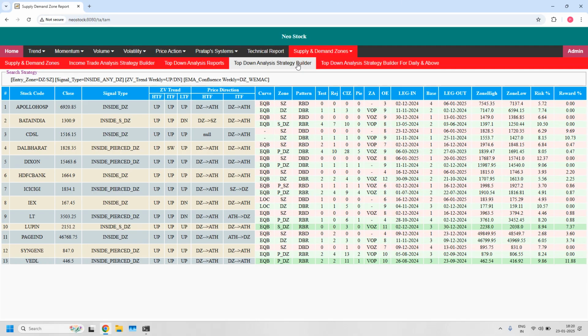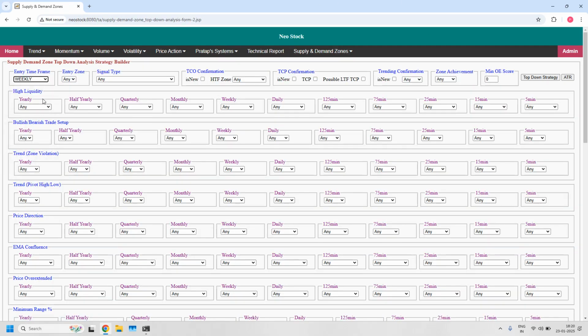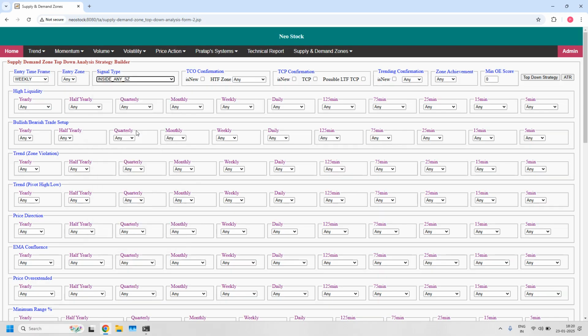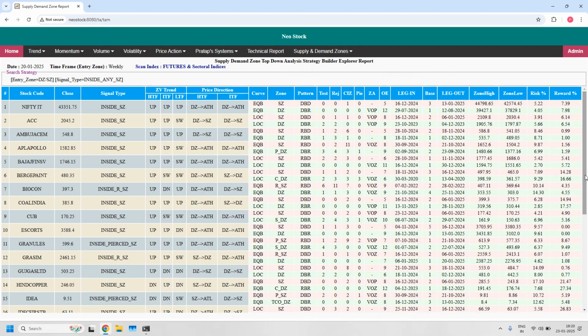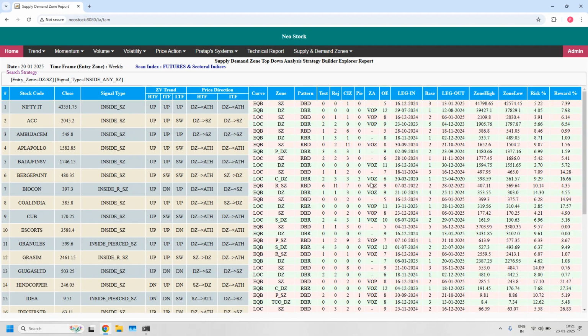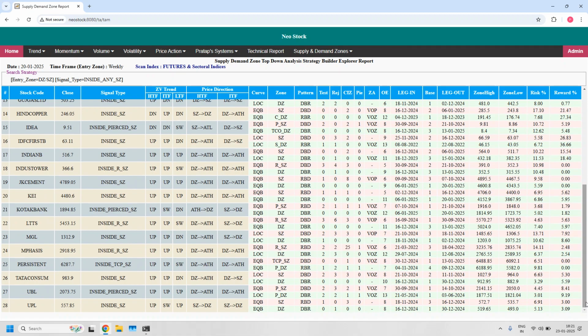Next, weekly time frame. Price closed inside the weekly supply zone. Let's filter. So total 28 stocks are filtered, and the first 15 stocks in the list. I'm scrolling the list down. So total 28 stocks are filtered.